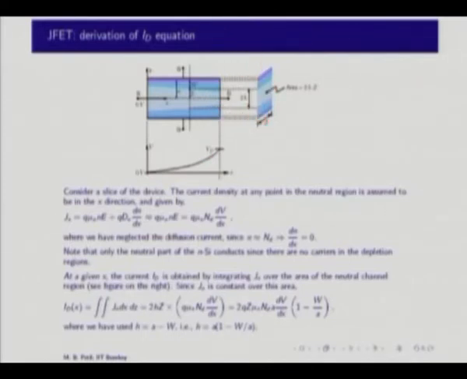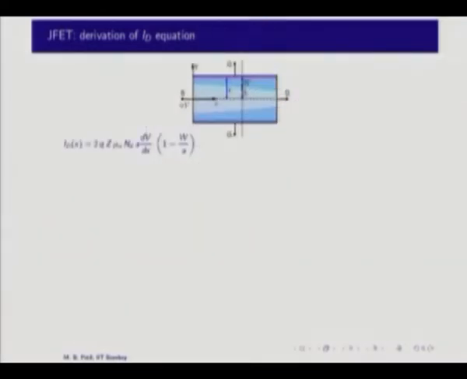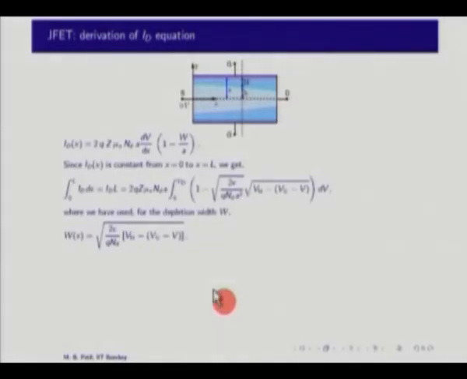Next. So what do we do next? Of course we do not like this dV/dx here, and we do not like this 1 minus w by a, because w is also a function of x. We want an expression for ID which is independent of dV/dx, etc. So let us see how to do that. That is done by using the fact that ID is actually constant from the source to drain. So ID is just a constant.